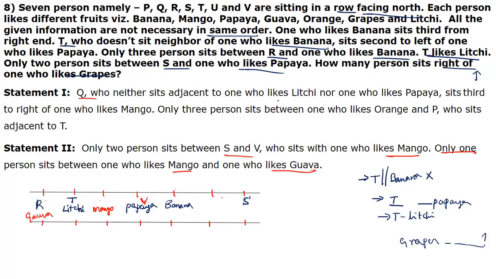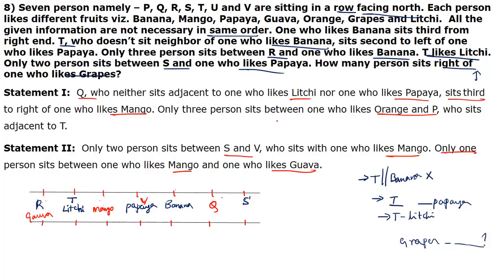Because I have already put statement 2 here, now we have to combine statement 1. Q is neither adjacent to the one who likes lychee nor papaya. Q cannot be an immediate neighbor to lychee or papaya. So Q cannot be here, here, here, or here. Only one possibility, Q has to be at this particular place. So Q sits third to the right of the one who likes mango. Mango is here. Mango's third right: 1, 2, 3. Q is placed.